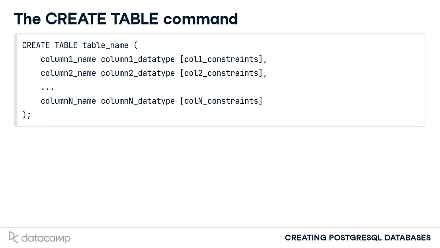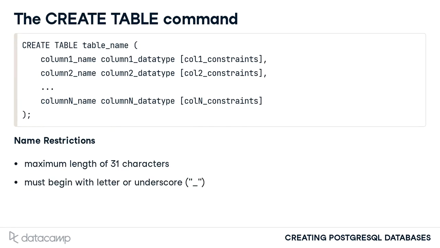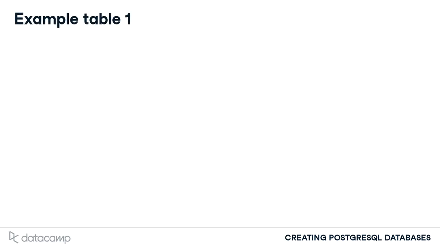Like database names, table names are restricted to a maximum length of 31 characters by default and can only begin with a letter or underscore. Let's look at a couple of examples of using the create table command.